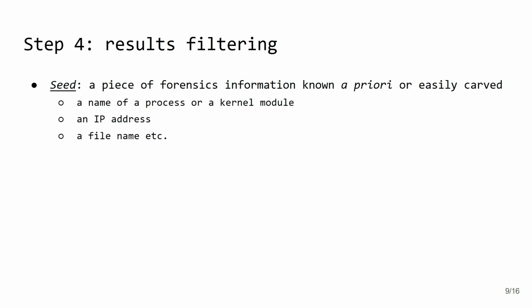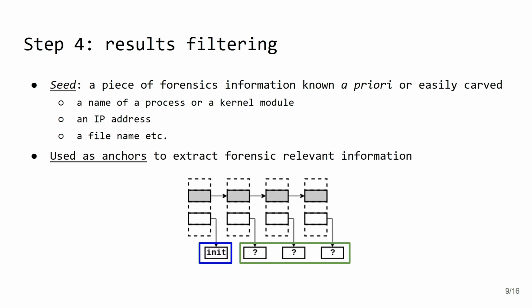To perform the last step of the analysis, we have to introduce the concept of a seed. A seed is a piece of forensic information known a priori by the analyst or easily carved from the memory dump. Examples of seeds are a process name, a kernel module name, the IP address of the machine, or a file name. These pieces of information are used as anchors to extract only forensically relevant data structures. Here we have an example using the name of a single process as a seed, in this case the string init. We can filter data structures which point to or contain this string, and exploring other fields at the same offset of the data structure, in green, we can retrieve other process names that were running on the machine.